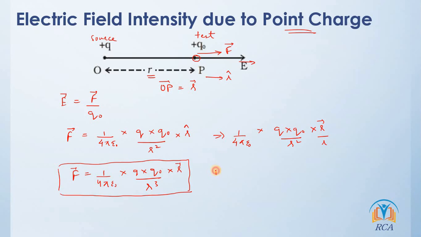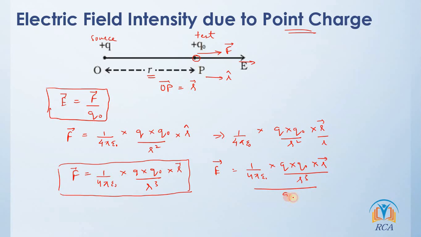But then what is electric field intensity? Electric field intensity was F over Q naught. That means E should be equal to what? F, which is 1 upon 4 pi epsilon naught into Q into Q naught into R vector, let me just get the sign correct, upon R cube, divided by the test charge Q naught. Thus this becomes 1 upon 4 pi epsilon naught into Q upon R cube into R vector, and this will give us the electric field intensity at a given point due to a point charge. Are we all understanding this? It's a pretty simple concept.